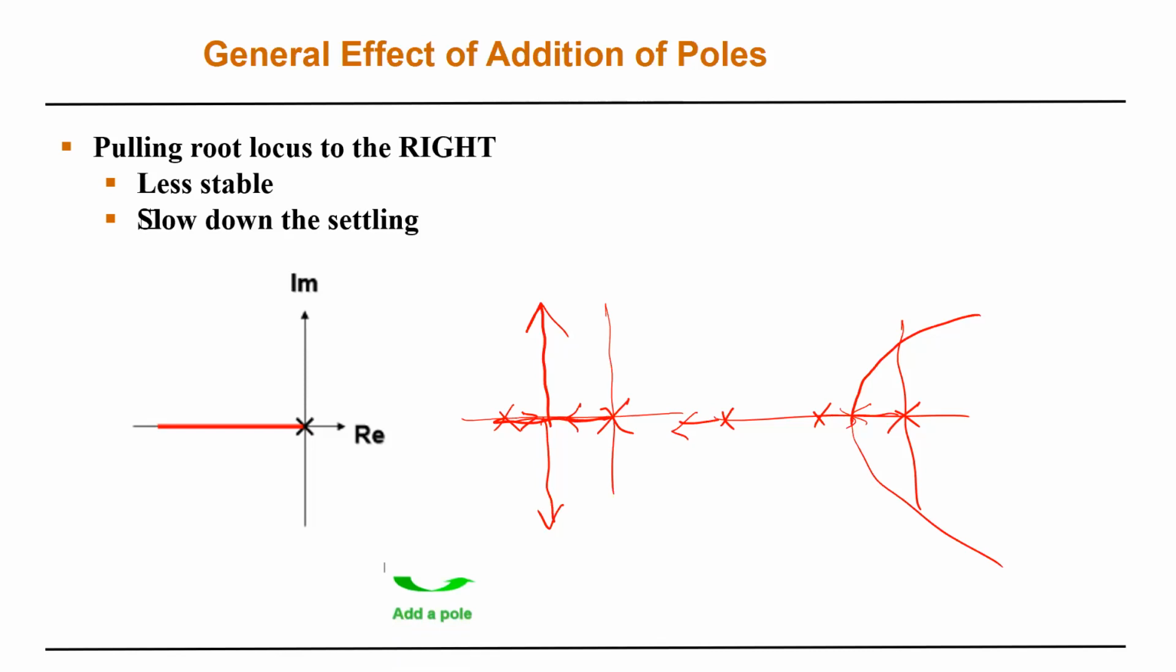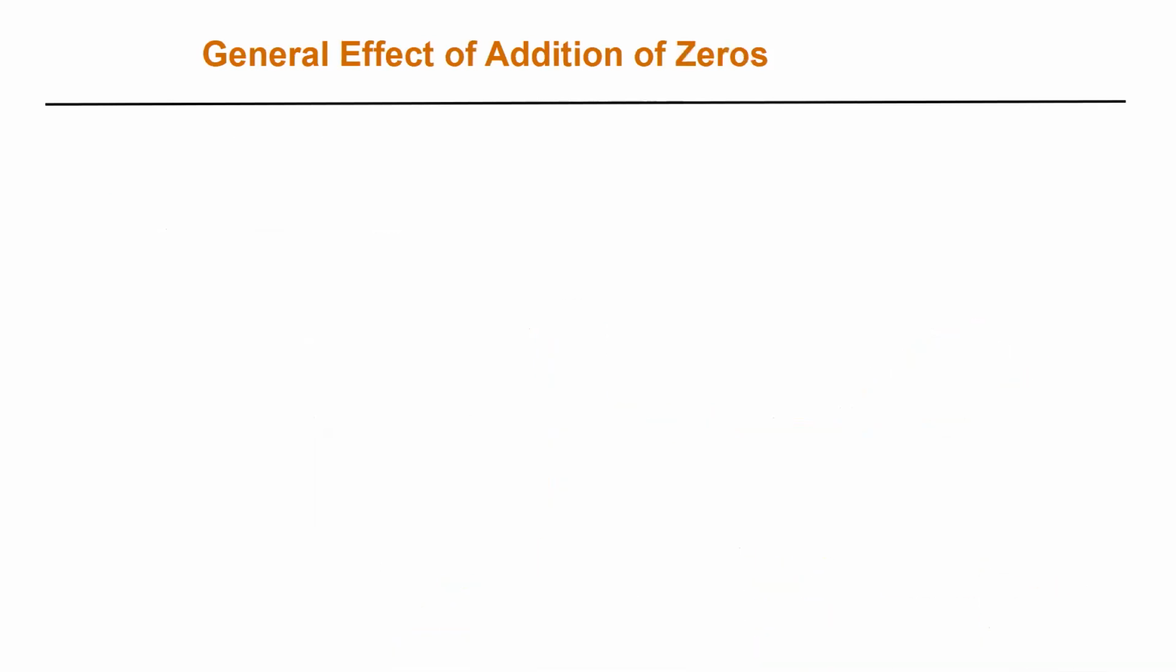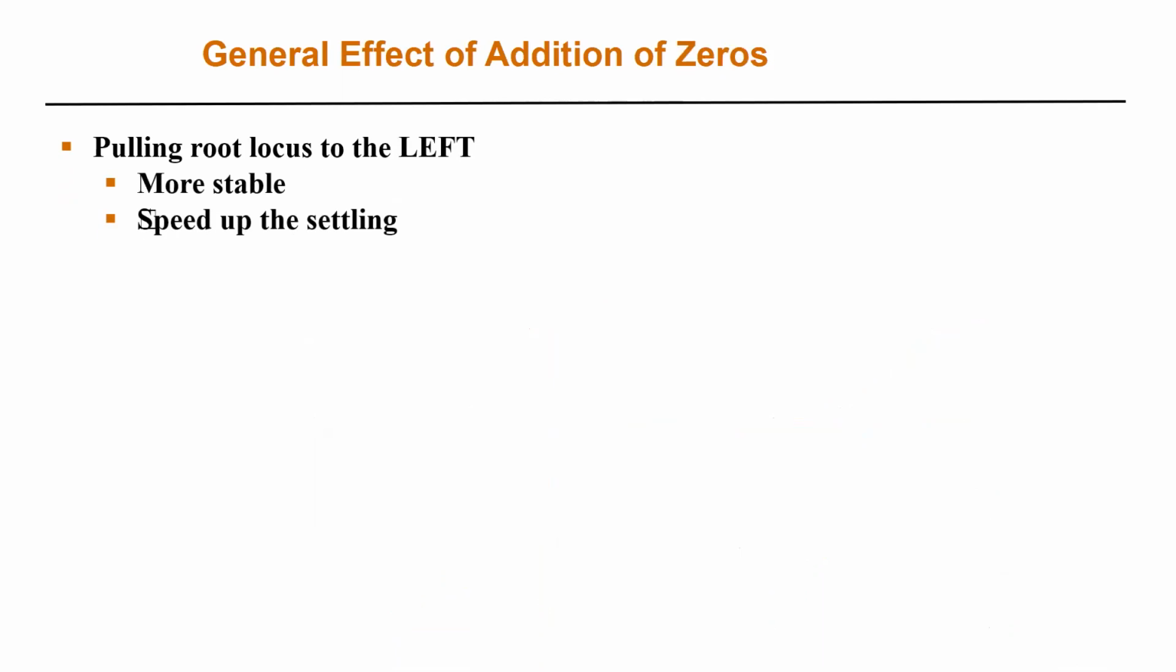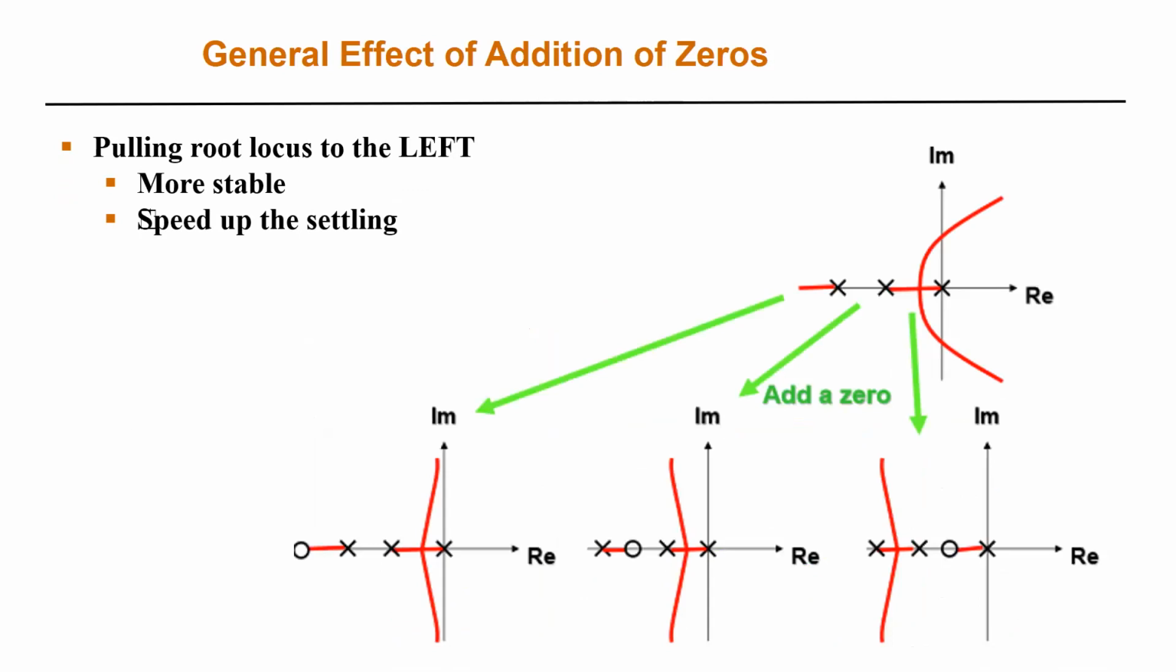Okay. Now, how about adding a zero? Adding a zero pulls the root locus to the left. Look at this situation. Suppose I have this system; the open loop system has 3 poles, 1, 2, and 3. Let me add zeros. If I add a zero at this location, between those 2 poles, this is what I'm having. If I add it here, this is what I'm getting, or here. But in all cases, the zero tries to pull the locus to the left hand side. So the question is, can I add a zero only?